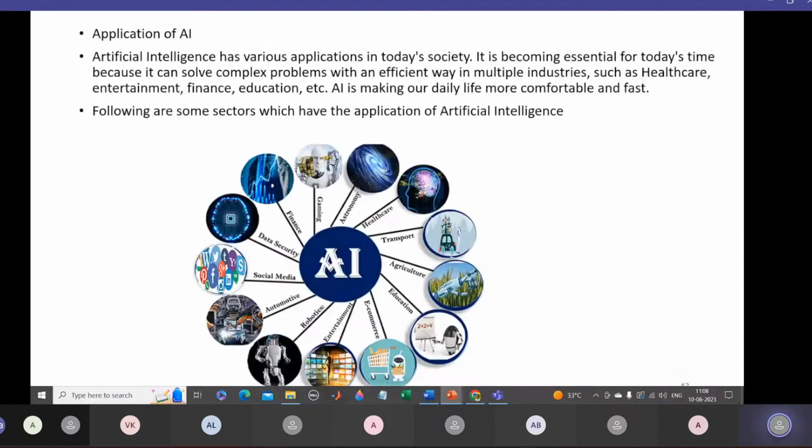So look into the applications of AI. Various applications in today's society are essential because AI can solve complex problems in an effective way in multiple industries like healthcare, entertainment, finance, education, etc. And now AI is making our daily life more comfortable and very fast. So these are some of the sectors where you can see the applications of AI. Just go through the different areas. Apart from this, if you know any other areas, you can mention them.